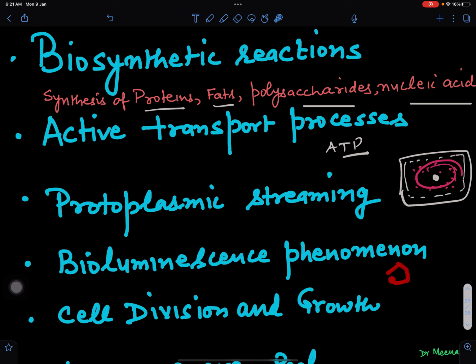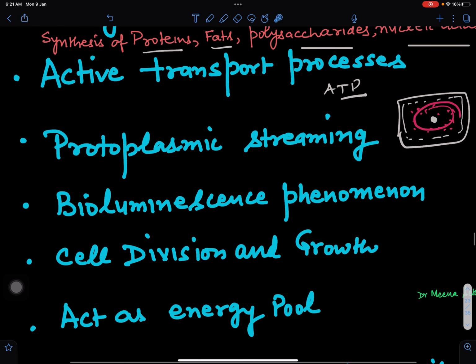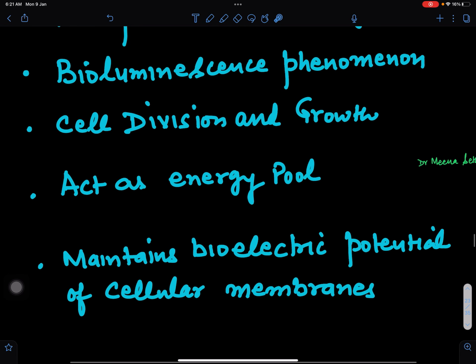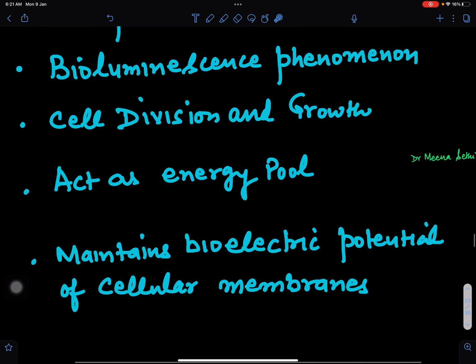And when one cell divides into two, then these cells may elongate, they may grow to form various organelles, organisms. So this helps in formation of more cells as well as in the development and growth of the cells. Again ATP is required. So ATP acts as an energy pool, meaning whenever energy is required, this will be available, this will be hydrolyzed, and energy will be given to the cell.